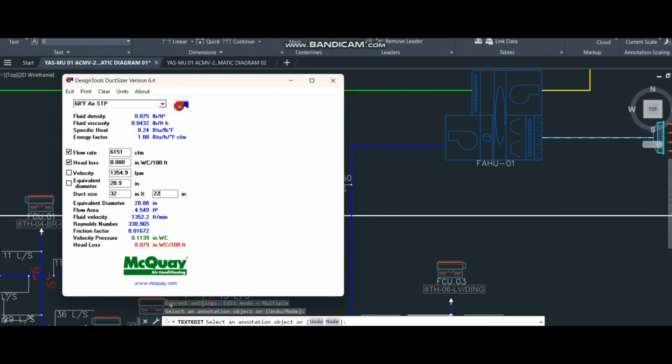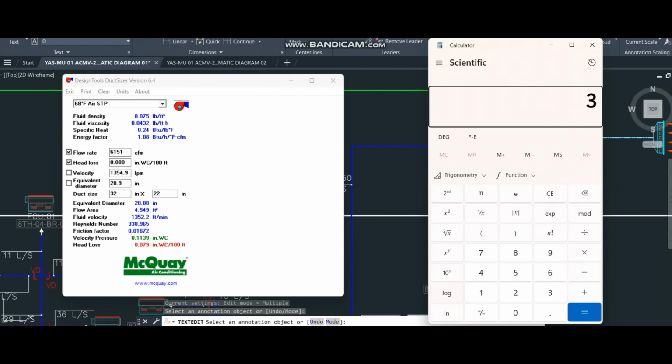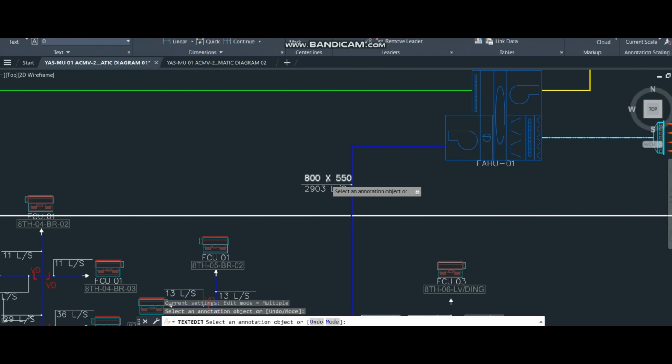So I will convert this to mm. 32 inch, you can multiply with 25, it is 800 mm. And 22 inch, 22 into 25, it is 550 mm. So the duct size here is 800 by 550 mm. So this is how we will find out the duct size.